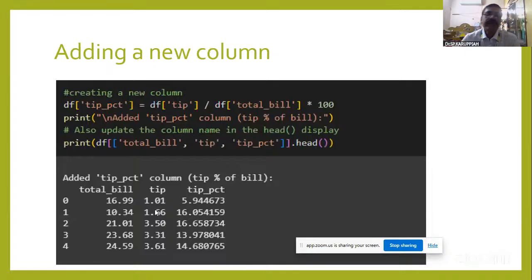If you want to add a new column to the existing table, I want to add the tip percentage. You can add tip percentage equal to df.tip divided by df.total_bill times 100. So it will find the percentage, and I can print it. So I add a tip_pct column, the tip percentage column, and it will show the values of the tip percentage.